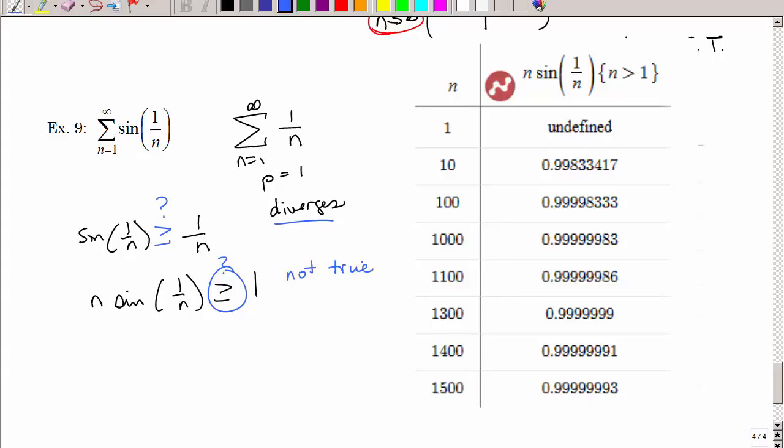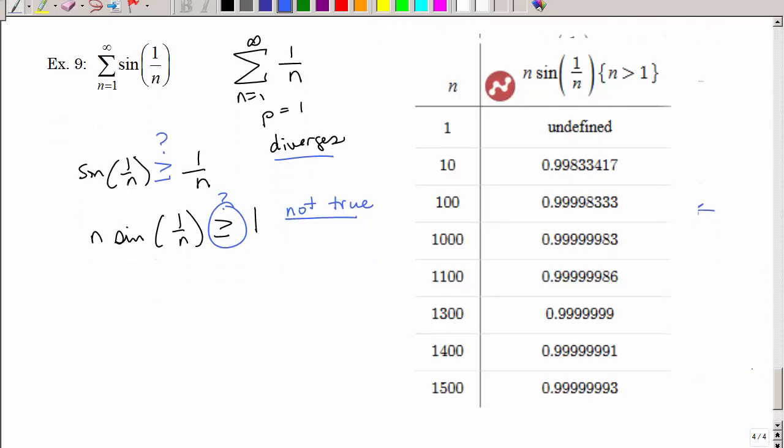So even if I didn't have a calculator and I couldn't create this table, I just couldn't see that that is necessarily true. So I would try something else. So I'm going to try the limit comparison test. So if I try the limit comparison test, again, what I am comparing it to goes on the bottom, and what I'm given goes on the top.